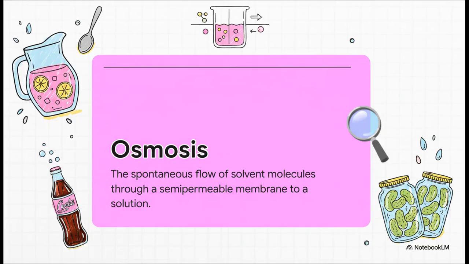So the official definition is right here. Osmosis is the spontaneous flow of solvent molecules, like our water, through one of these special membranes moving from a pure solvent towards a solution. The most important thing to remember is the solvent always flows from a place of lower solute concentration to a place of higher solute concentration.